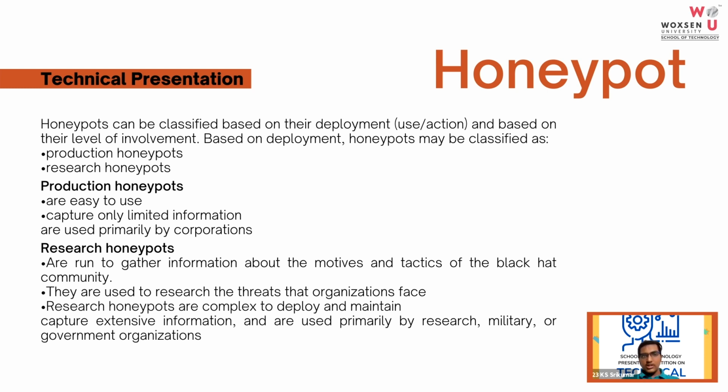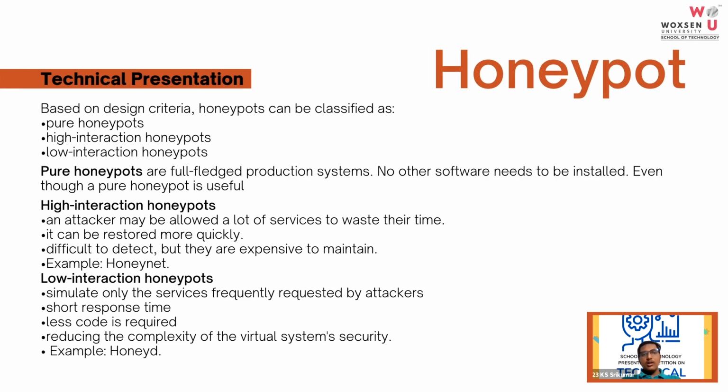Both production and research honeypots are further classified into three: pure, high interaction, and low interaction. These are based on how they are designed. Pure honeypots are full-fledged production systems. It means you don't need any external software or root access to run it. You can just directly install the software and it runs in your system.